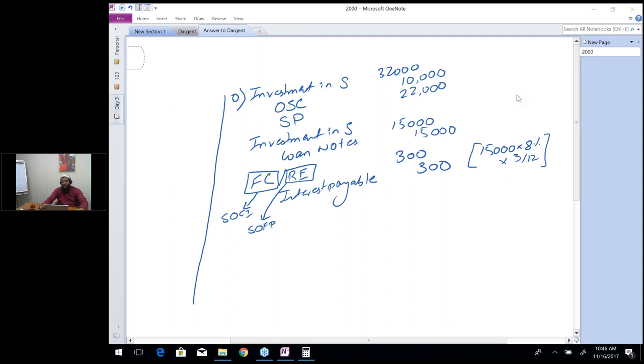Interest payable will be recorded as a current liability. This is a current liability.